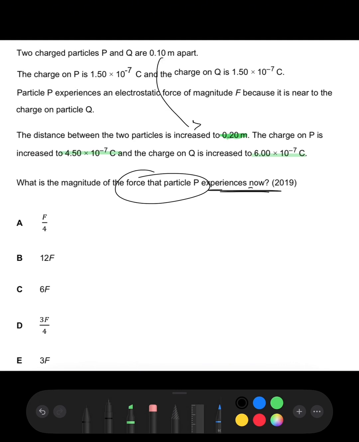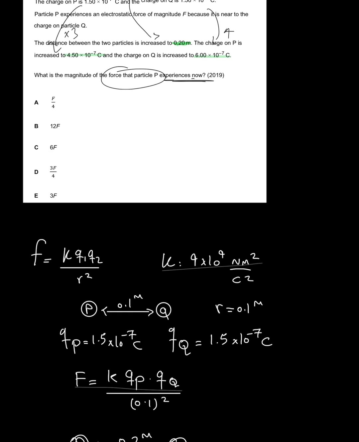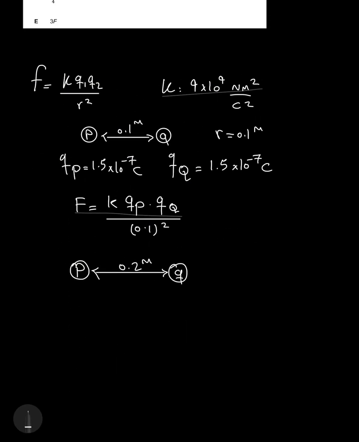First of all, keep in mind that the distance is getting multiplied by 2, the value of the first charge is getting multiplied by 3, and the value of the second charge is getting multiplied by 4, because 4 times 1.5 is 6, and 3 times 1.5 is 4.5. Now, let's take a look at how we can do this question.